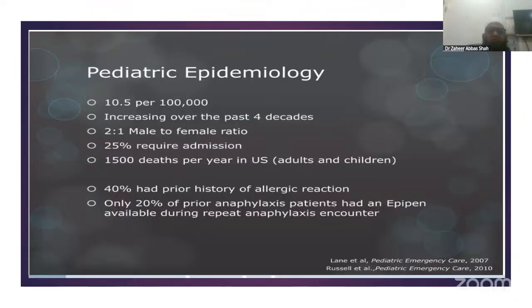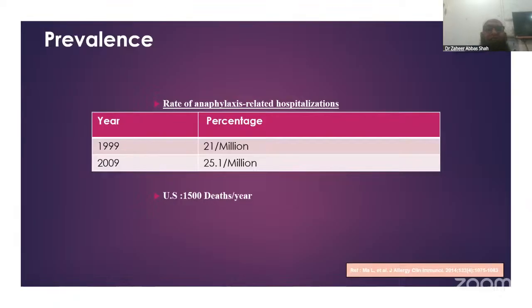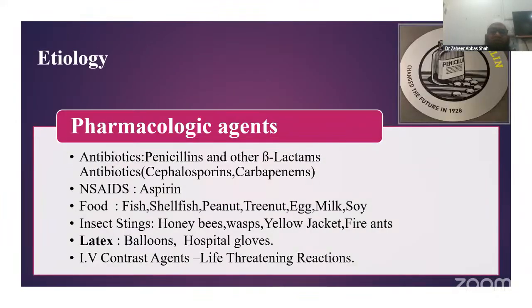If you see the picture in the USA, 1,500 deaths per year occur, and the rate of anaphylaxis-related hospitalization in 1919 was 21 per million, which rose to 25.1 per million. So this is the scenario. Now coming to the etiology of anaphylaxis, we better know.